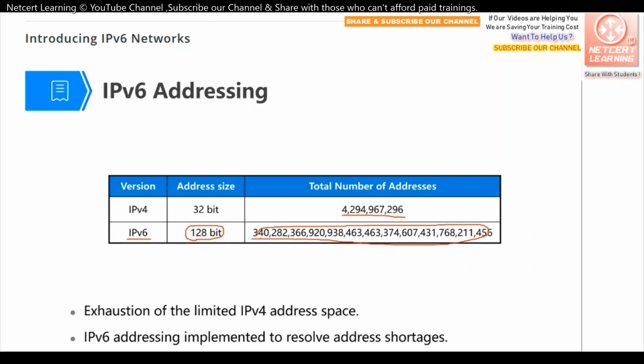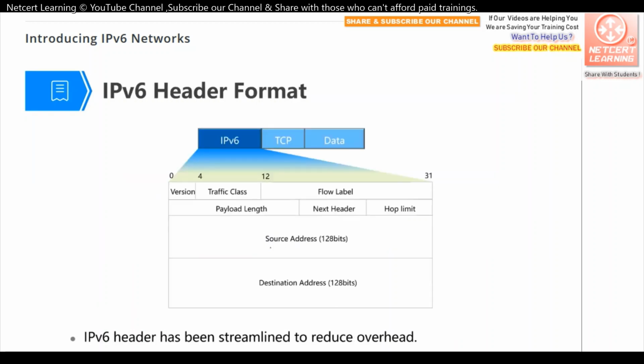At the beginning of IPv6, when this version was produced, there was a saying that for IPv6, we will give every grain of sand on the earth an IPv6 address. Okay, so we can see the IPv6 address space is very, very huge.